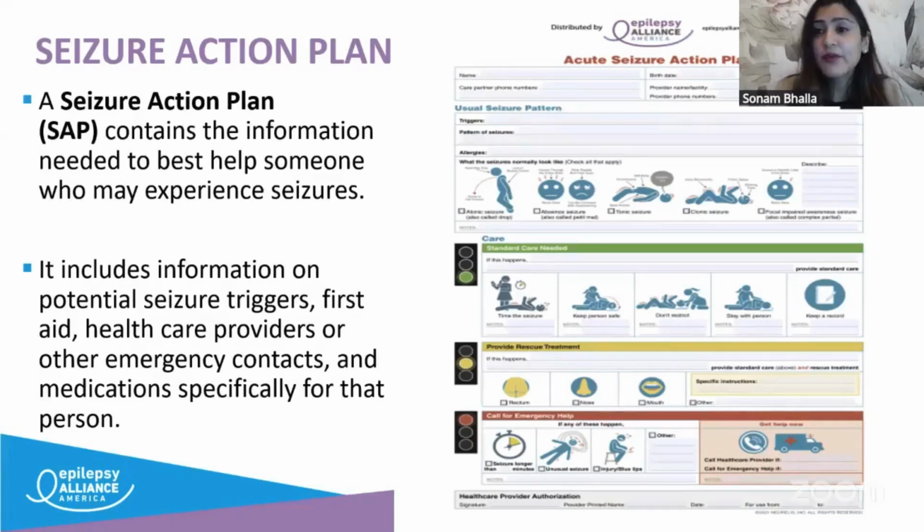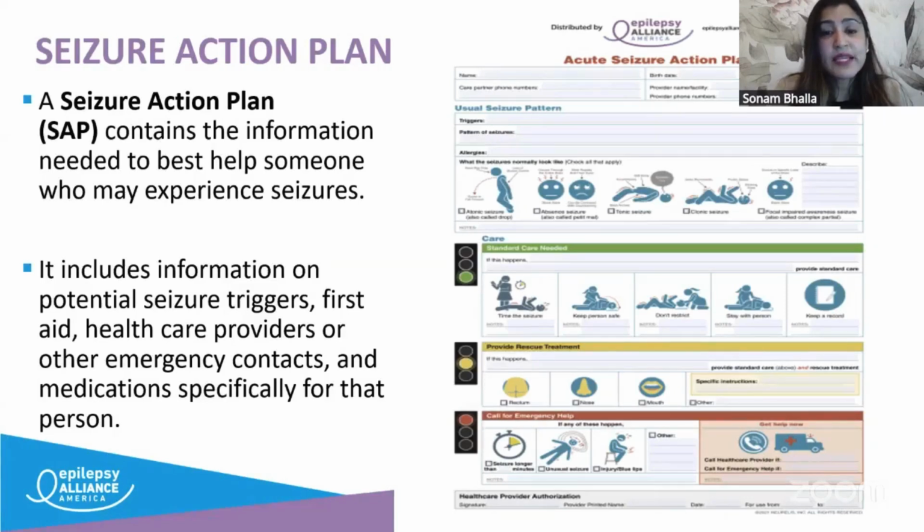The main thing we found, of course, is a limitation in understanding how to administer rescue medicine, but also that having a seizure action plan was something that was missing. The majority of patients had rescue medicines at home, but just did not know how to use it or when to use it. So a seizure action plan is very important.